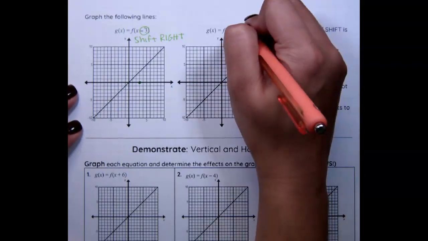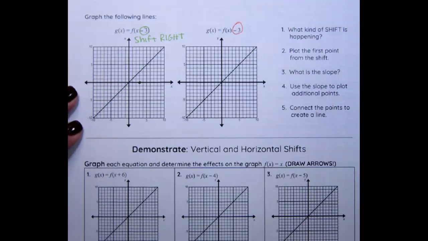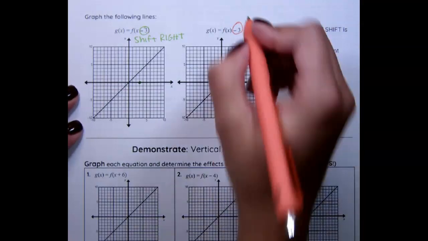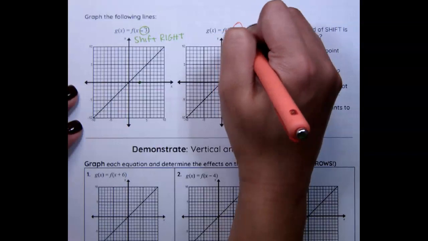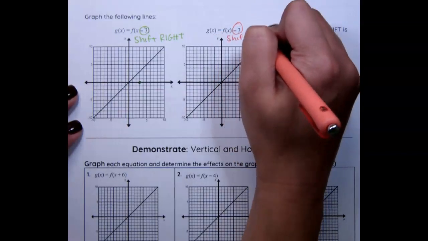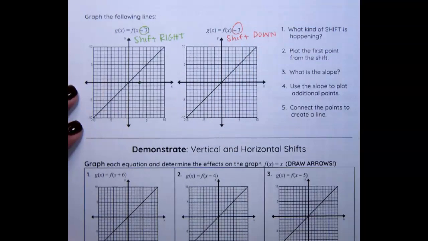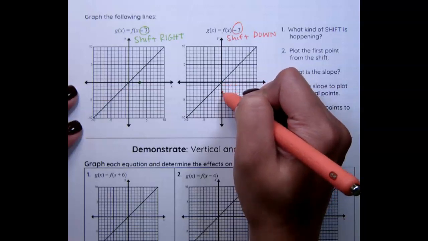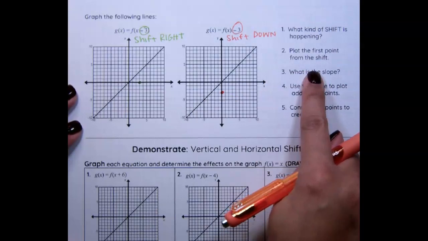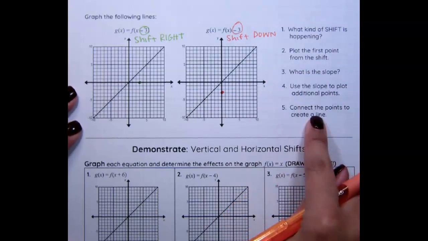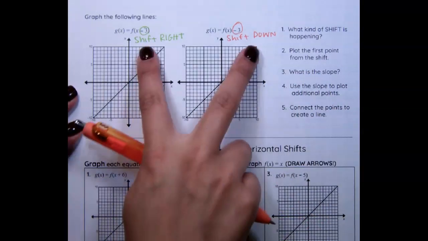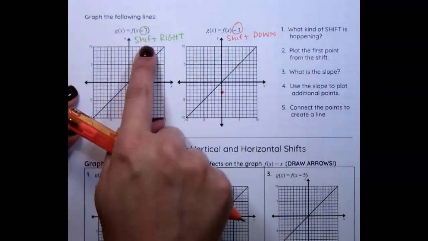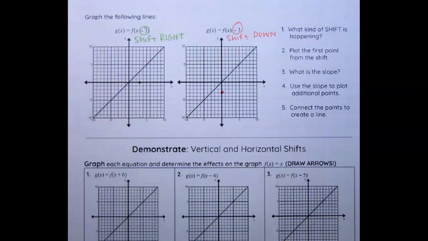The last one is minus 3 on the outside of the parentheses. So that is going to be a shift. What do you think? If you said down, you are correct. Y-intercept this time because we're moving on the y-axis, and I'm going to move it down 3 spaces. From there, you should start at step 3 and finish it off. Do not forget to draw your arrows because the graphs are going to look the same, but one is a shift right and the other one is a shift down.